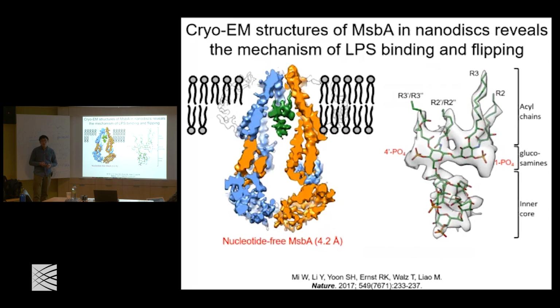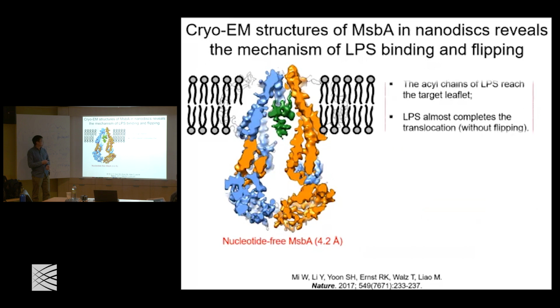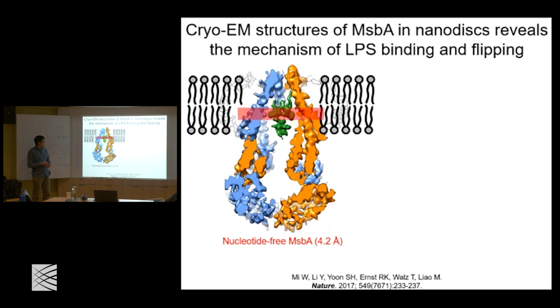A very interesting finding directly from our structure is that the LPS originated from here, and in our structure is actually already trapped deep inside. The lipid acyl chain of the substrate has already reached the target leaflet. The only thing it hasn't done is the 180-degree rotation.